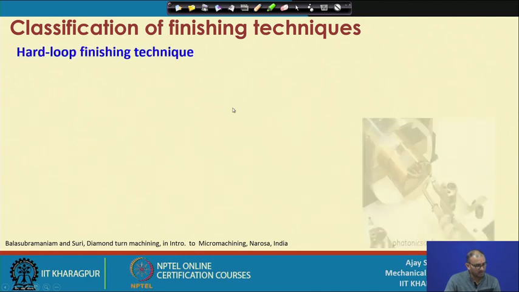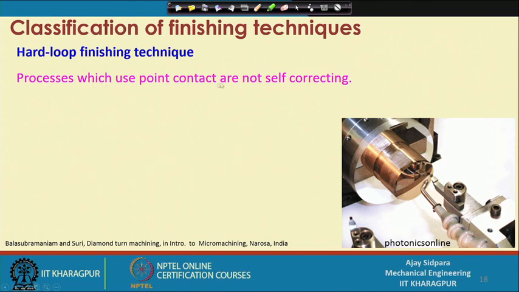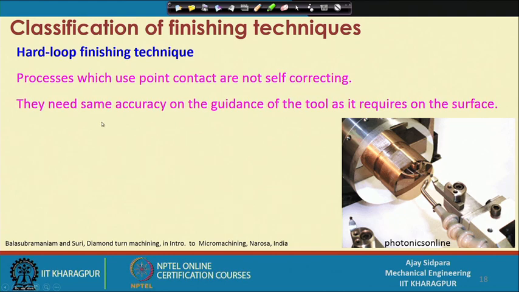So, what is the hard loop polishing? Diamond turning is a hard loop process, because we are using a single point cutting tool here. Only one point of the workpiece comes into contact with the cutting tool. So, processes which use a single point are not self correcting. If you give more time, nothing is going to happen, because you are getting material removal from a single location only, not multiple locations. So, they need the same accuracy in the guidance of the tool as is required on the surface.